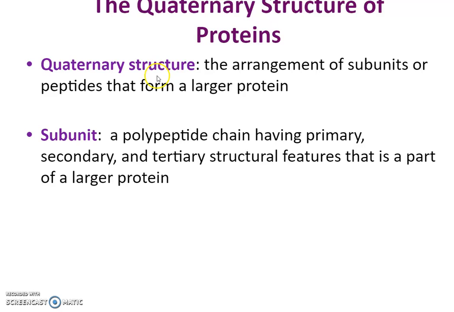So the quaternary structure is when you have subunits or individual proteins that form a larger protein. They group together. An example of this is hemoglobin. For hemoglobin, you actually have 4 proteins that are all linked together, making one functional hemoglobin.